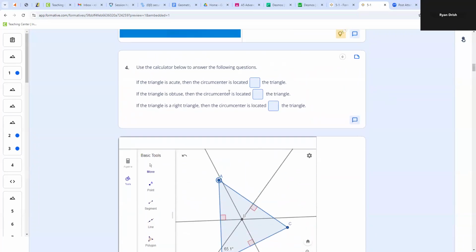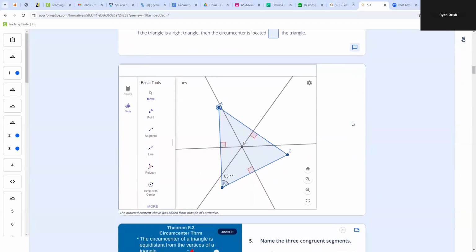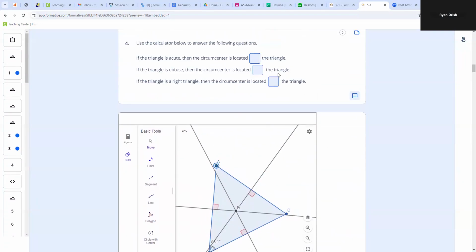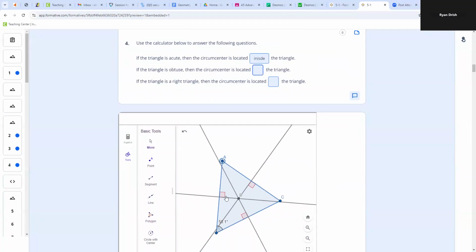If the triangle is acute, then where is the circumcenter located? So I'm going to make a quick acute triangle. We can use angle B as a reference. This is acute, and the circumcenter is located inside the triangle.